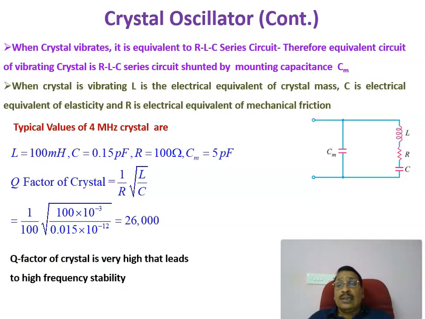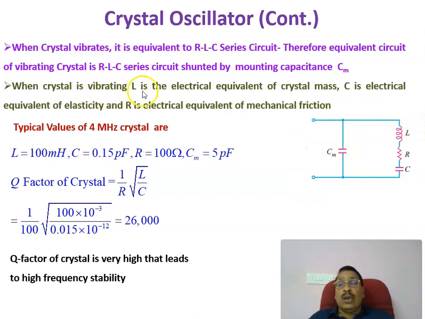Continuing with crystal oscillators, when the crystal vibrates, it is equivalent to an RLC series circuit. Therefore, the equivalent circuit of a vibrating crystal is an RLC series circuit shunted by a mounting capacitor Cm. If it is not vibrating, it is simply Cm, and when it is vibrating, it can be considered as an RLC series circuit, with the mounting capacitance Cm across it. This is the equivalent circuit.